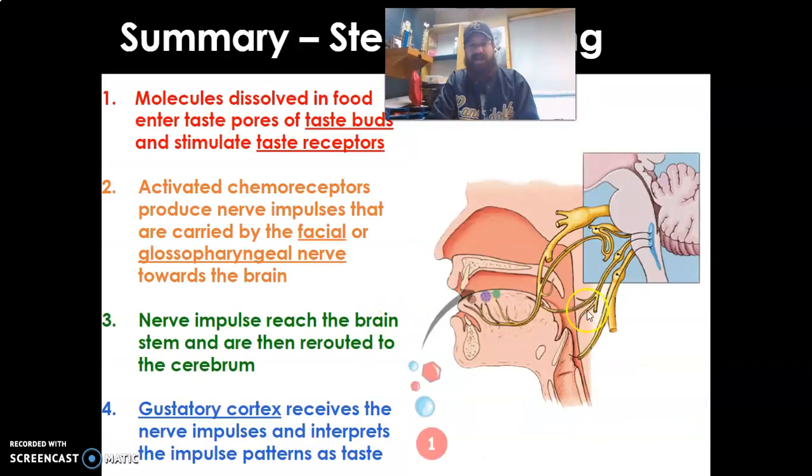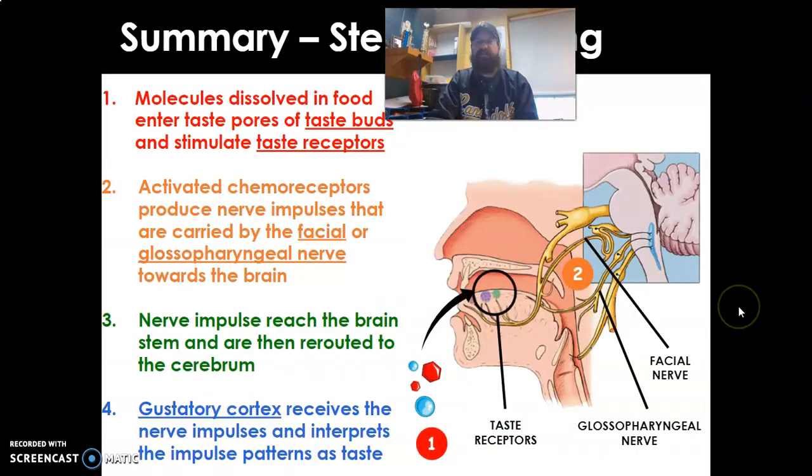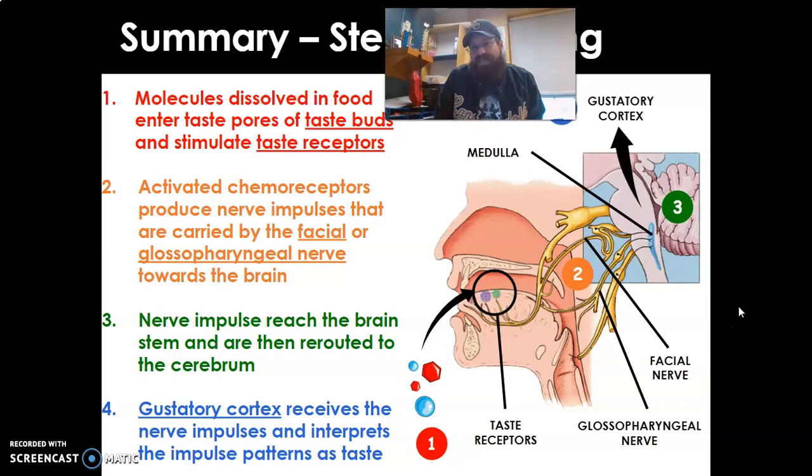So to summarize, I know, I can't believe we're already at this point. To summarize, how do we taste? And I'm blocking the number 4 right there. Sorry, Charlie. Molecules dissolved in food, hopefully food, enter taste pores of the taste bud, and that stimulates the taste receptors. Chemically, it's all chemical. We perceive, is it bitter? Is it sweet? Is it sour? Whatever one of the tastes. Also a combination of those.